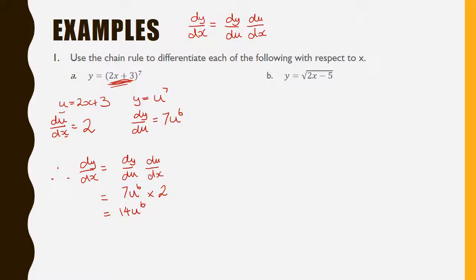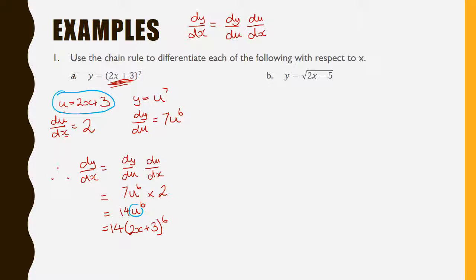We want to differentiate y with respect to x. So, because I want y in terms of x, I need to substitute my value of u back into my equation. Substituting that back in for u gives 14 times (2x + 3) to the power of 6. Now, it is not a good idea to expand this. If we expanded it, we would just be making life difficult for ourselves. There's a greater risk of making a mistake. There's absolutely no need to expand.